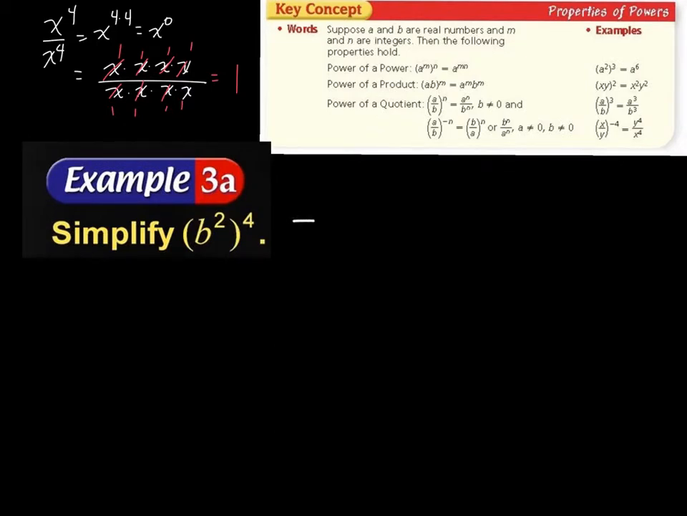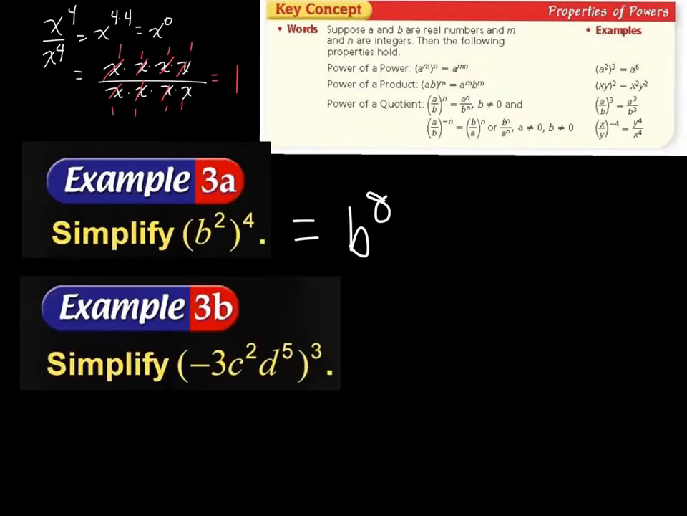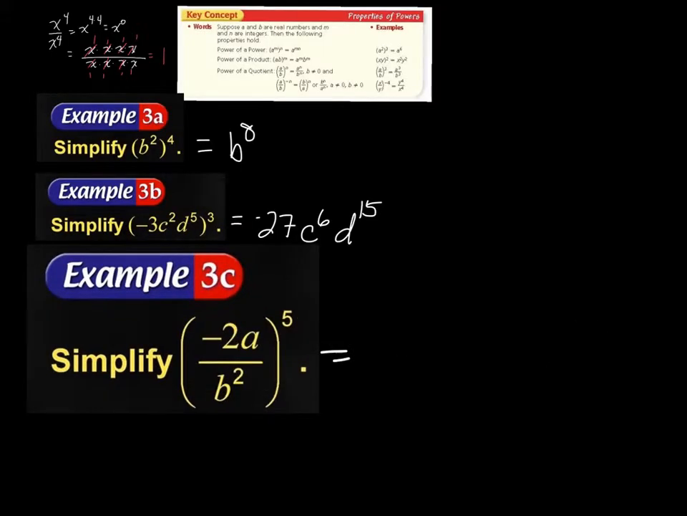Power of a power, we multiply exponents, so 2 times 4 is 8. Negative 3 cubed, negative 3 times negative 3 is 9, times negative 3 is negative 27. And then power of a power, we multiply exponents, so c to the 6th, d to the 15th. Negative 2 to the 5th is negative 32. A is now to the 5th, and b, 2 times 5 is 10.